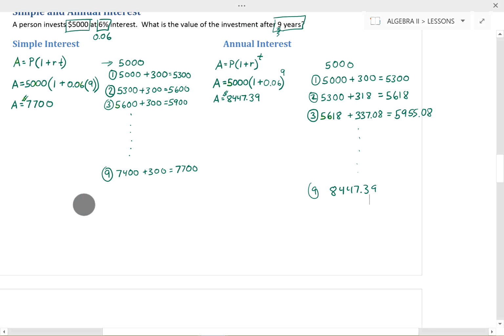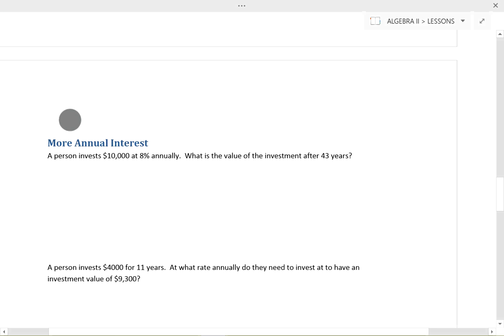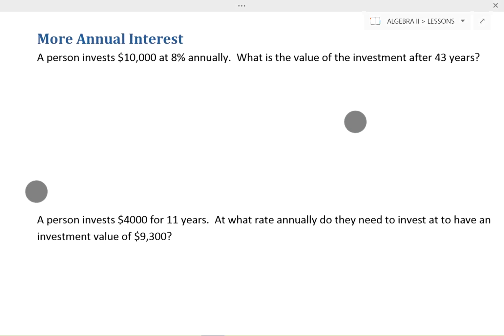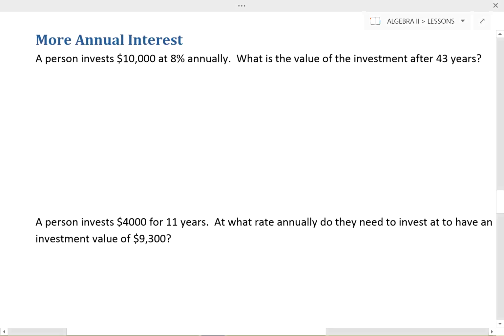So let's take a look at annual interest a little more, just solve a couple more problems involving it. And then we'll end up taking a look at compound interest. So here's another annual interest problem. A person invests $10,000, so that's our principal, at 8% annually, so we know we're using our annual interest.